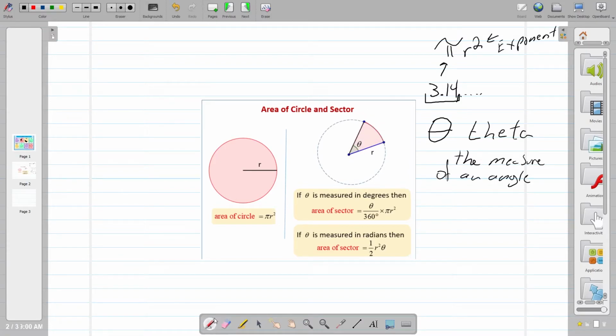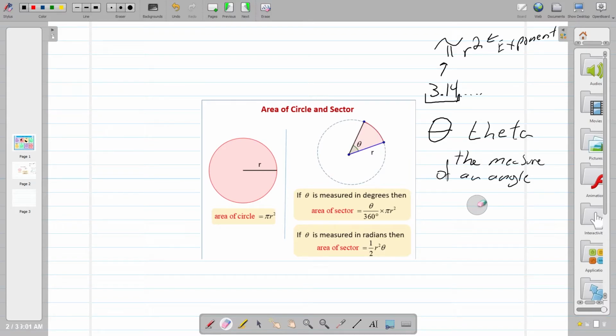So let's say this was, I don't know, 15 degrees. Then theta equals 15 if this right here was 15 degrees. Does that make sense?